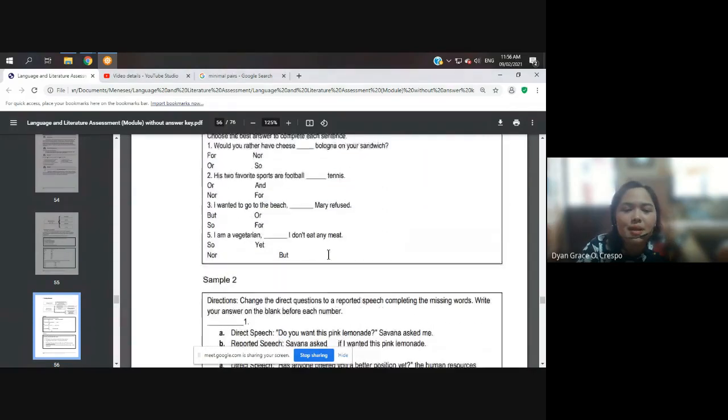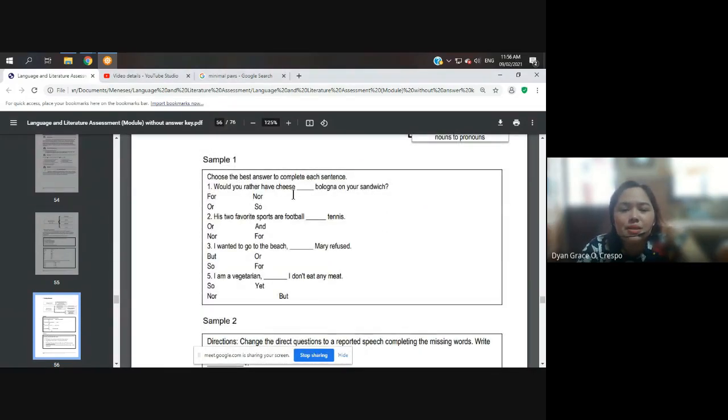So, these are our examples of tests. Choose the best answer to complete each sentence. Would you rather have cheese, blank, and when: for, or, nor, so. So, these are coordinating conjunctions.